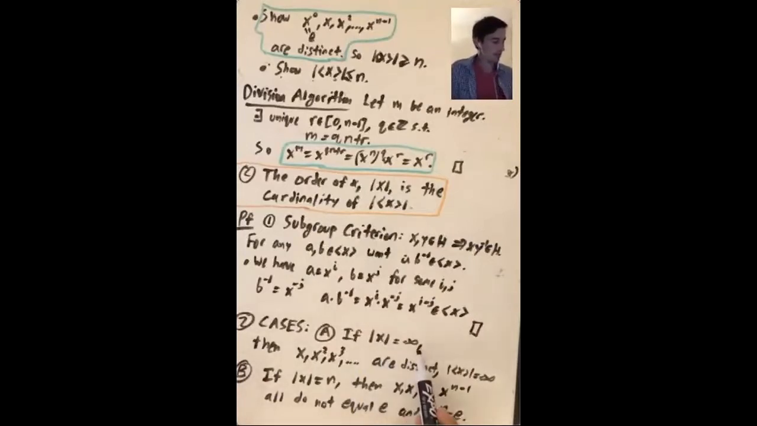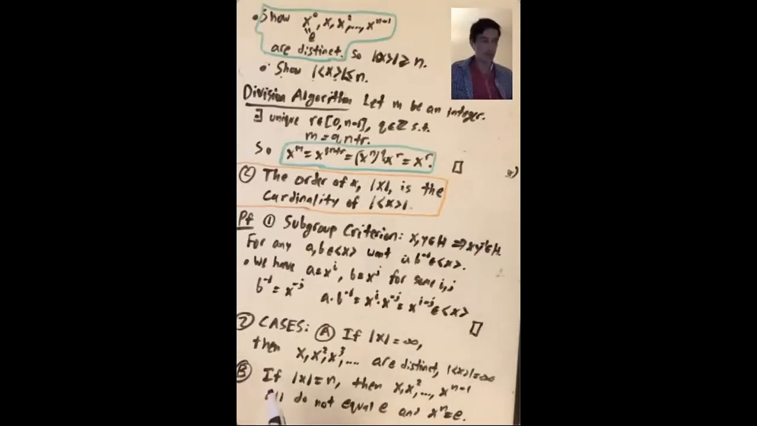So if the order of x is infinite, then x, x squared, x cubed, x to the 4th, those are all distinct. So that's not obvious. The reason for that is the argument that we just did before. If 2 of them were the same, if x to the i equals x to the j, then x to the i minus j would be equal to the identity. And in fact, the order wouldn't have been infinite at all. So that implies that all these elements are distinct, which means that the cardinality of the cyclic subgroup generated by x is infinite. So that's it.